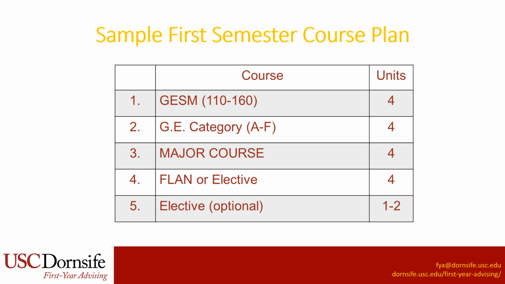And while a typical full-time schedule is going to be 16 units, your full-time tuition does cover up to 18 units. So if you wanted to add on a 1 or a 2-unit elective to your schedule, you're more than welcome to do that as well. You also all will have received an individualized fall sample course plan based on your specific major and what classes you want to be looking for when you are ready to register.